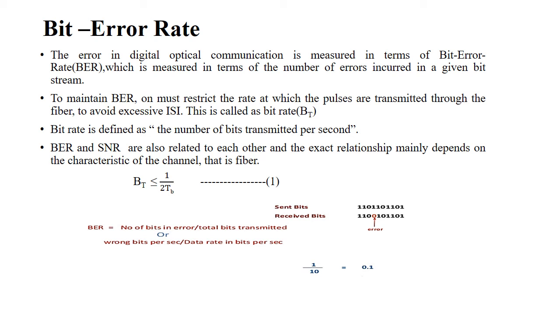The bit error rate and the signal to noise ratio are related to each other, and the exact relationship mainly depends on the characteristics of the channel, that is the fiber. So BT is less than or equal to 1 by 2 TB. Here BER is equal to the number of bits in error divided by total bits transmitted, or wrong bits per second divided by data rate in bits per second. For example, 1 by 10 is equal to 0.1.